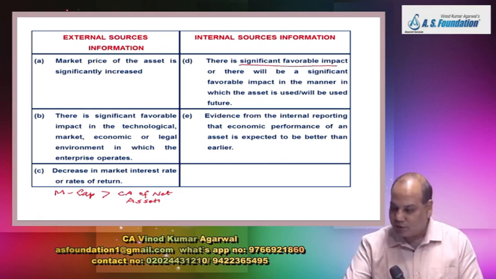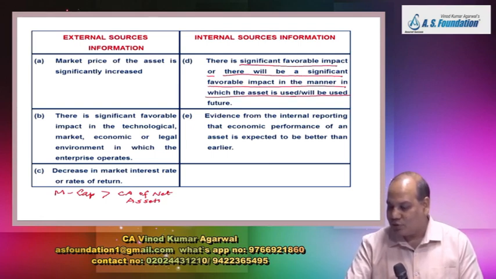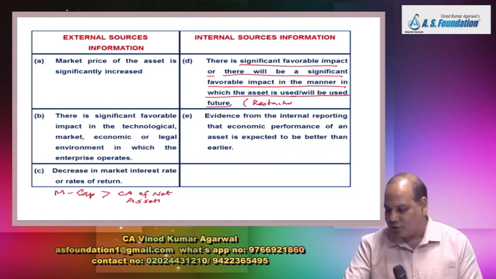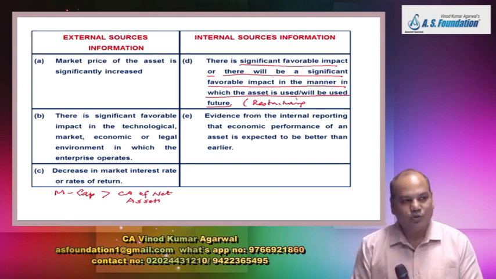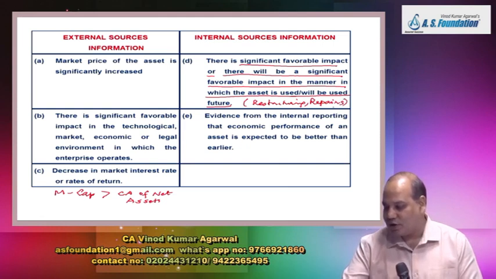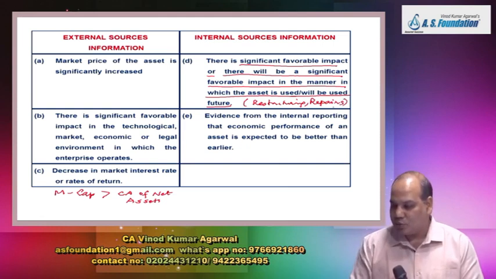And what are the external and internal indicators? One is there is a significant favorable impact, or there will be a significant favorable impact, in the manner in which the asset is used or will be used in the future. So the company may do restructuring of the asset. Earlier there was only a plan of restructuring. Now the restructuring has been done. The company may have repaired the asset if it had physical damage. So therefore this will favorably impact the way the asset will be used.